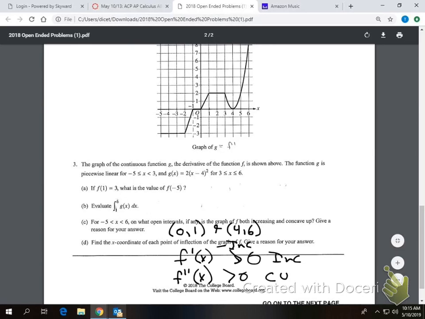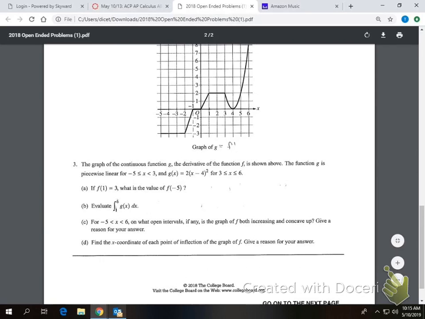Okay, we can do D then. Where is the x-coordinate where I have a point of inflection of the graph? Where does the derivative go from increasing to decreasing or decreasing to increasing? Flat, increase, flat, increase, flat. Here it is. Decrease to increase. There's a point of inflection at x equals 4. Justify why? Because the derivative went from decreasing to increasing.